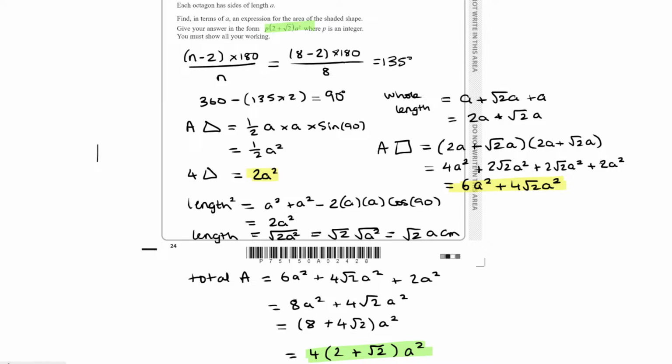So yeah, that is everything. As you can see, that was 5 marks, 80 marks on the total of the paper. That is everything for the June 2023 paper 2H, the second one.